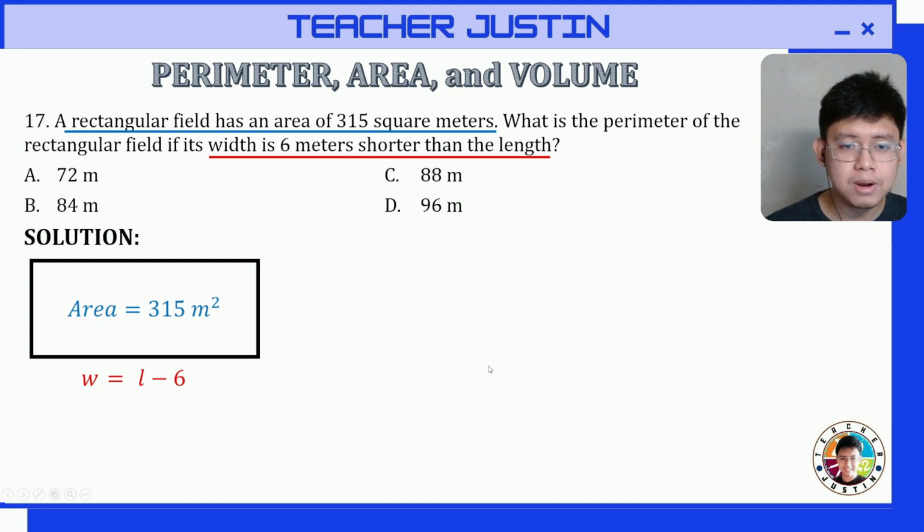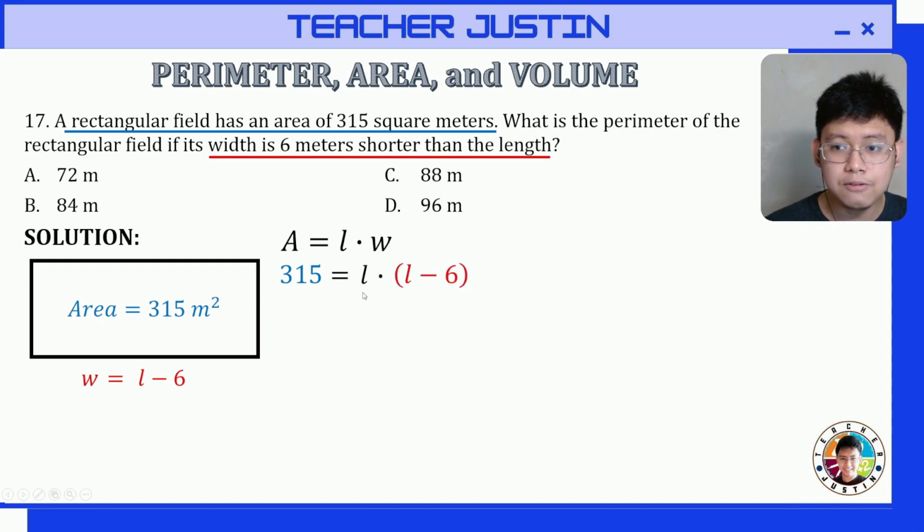So, para makuha natin yung perimeter ng rectangular field natin, kailangan muna nating makuha yung length and width nitong rectangle natin. So, since we're given the area, we will use the formula for the area to get the length and the width. So, yung area natin is 315. It is equal to length times, replace natin si W by L minus 6 para isang variable lang yung makikita natin sa equation natin. Now, let's apply the distributive property by multiplying L to each term. So, it will be 315 is equal to L squared minus 6L.